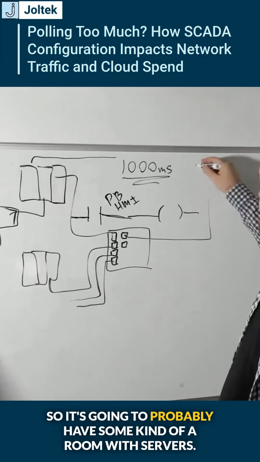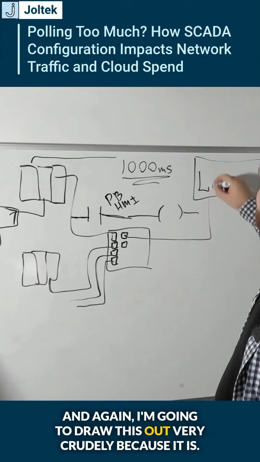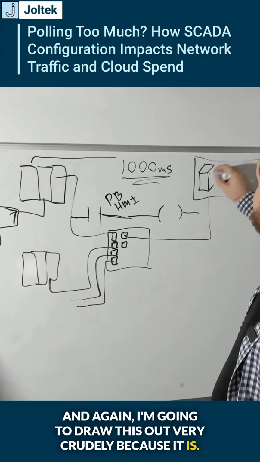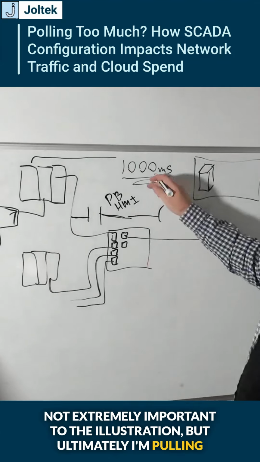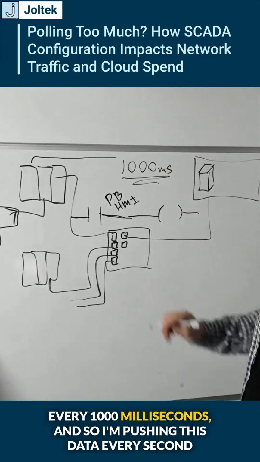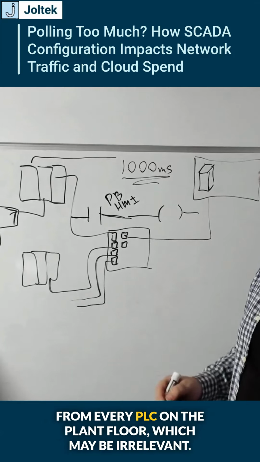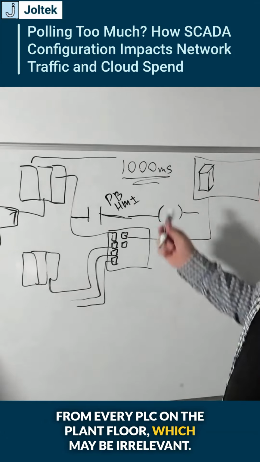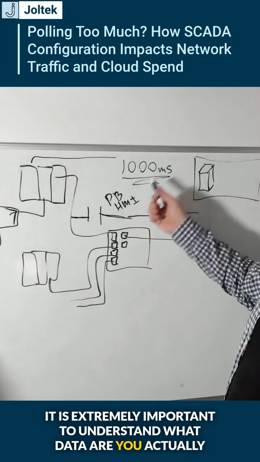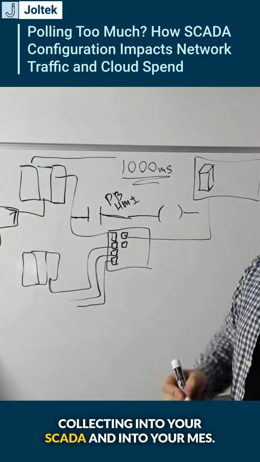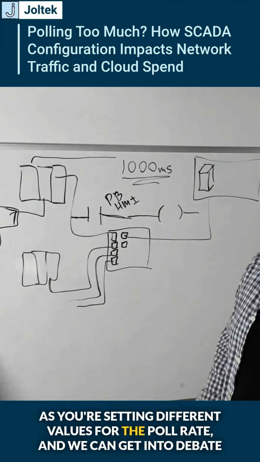So it's going to probably have some kind of a room with servers. And again, I'm going to draw this out very crudely because it is not extremely important to the illustration, but ultimately I'm pulling every 1000 milliseconds. And so I'm pushing this data every second from every PLC on the plant floor, which may be irrelevant. It is extremely important to understand what data you are actually collecting into your SCADA and into your MES as you're setting different values for the pull rate.